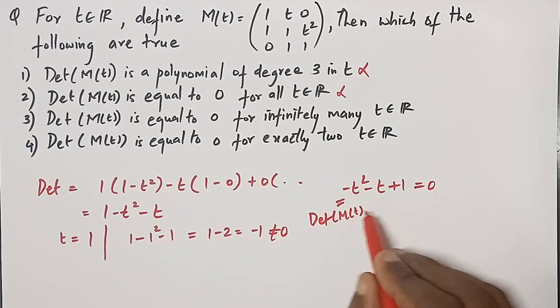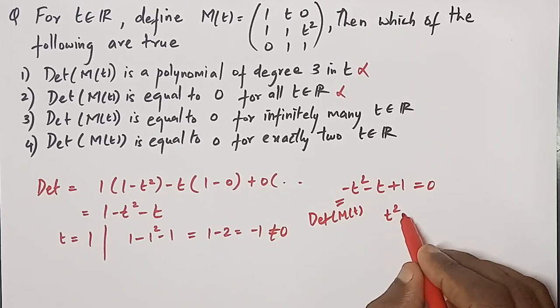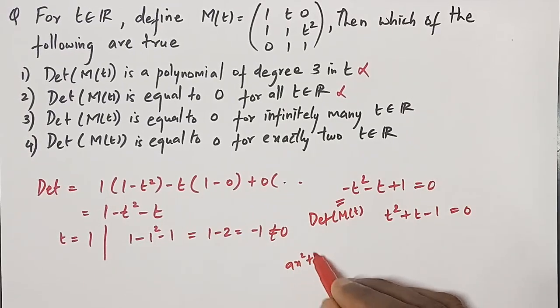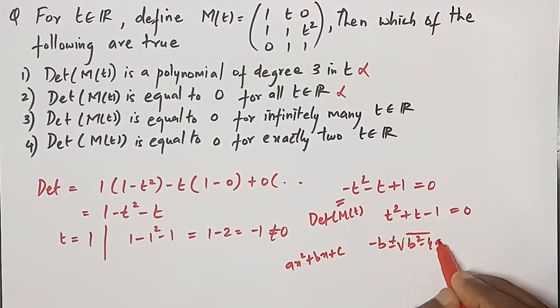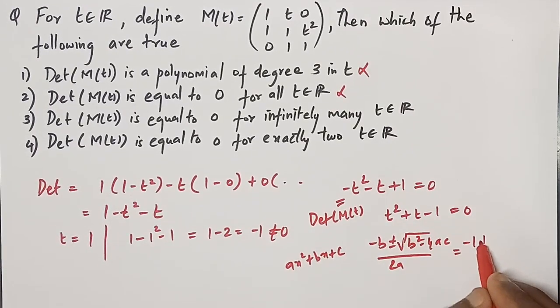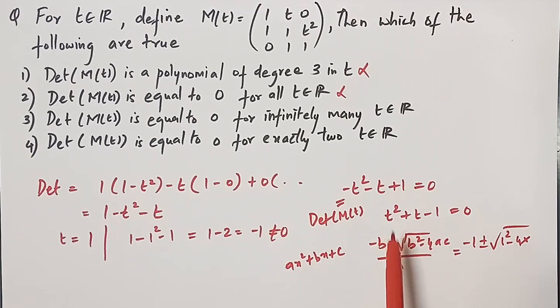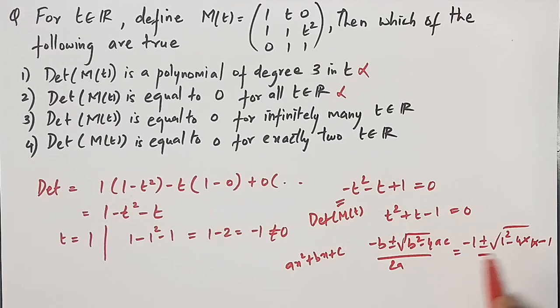If you solve this particular quadratic equation, t square plus t minus 1 equal to 0, the roots are as follows. If you have a quadratic equation of the form ax square plus bx plus c, the roots are minus b plus or minus root of b square minus 4ac, divided by 2a. So what you get is minus 1 plus or minus root of 1 square minus 4 into a into c, that is 1 into minus 1, divided by 2. So you can see you get basically 2 real roots here.